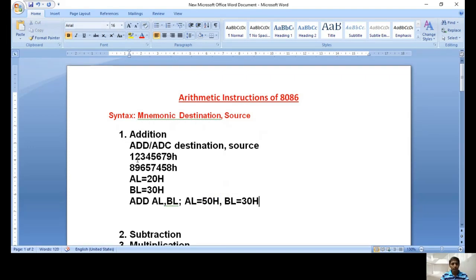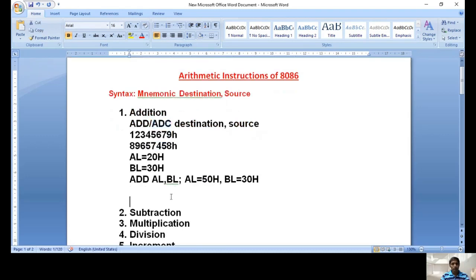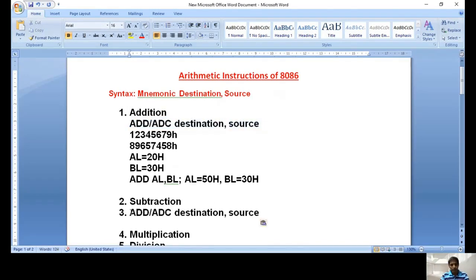If you write ADC, what happens? If you take a number of more than 16 bits, that number has many bytes. In order to add those particular numbers, we use the ADC instruction. That's the difference. So that is the addition type. Only the syntax changes. Here, instead of ADD, we write SUB for subtract.